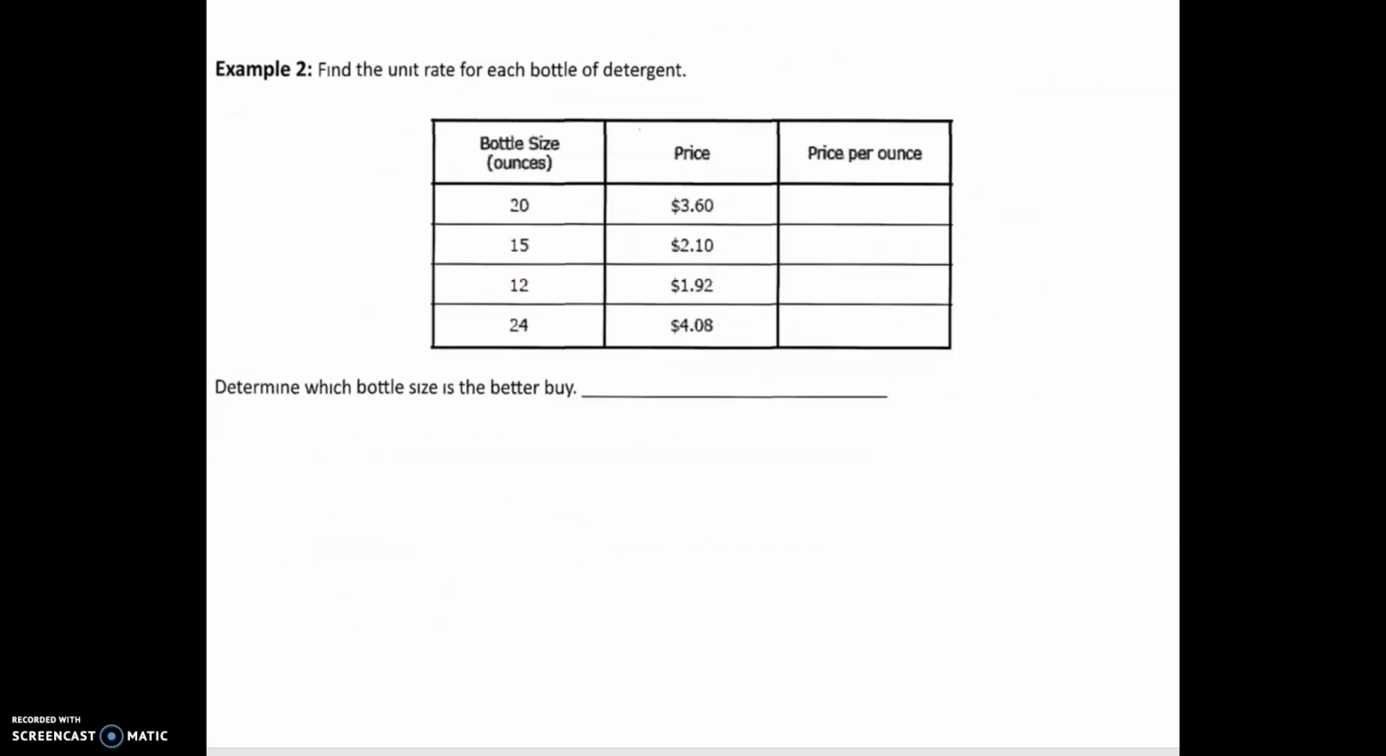On example 2, it says find the unit rate for each bottle of detergent. So first we're going to set up our chart, which is our units, then what we know, and then what we want to know. So let's go ahead and set up our proportion there. We have units equals know equals wants to know. So our units first is going to be money again, money over ounces.